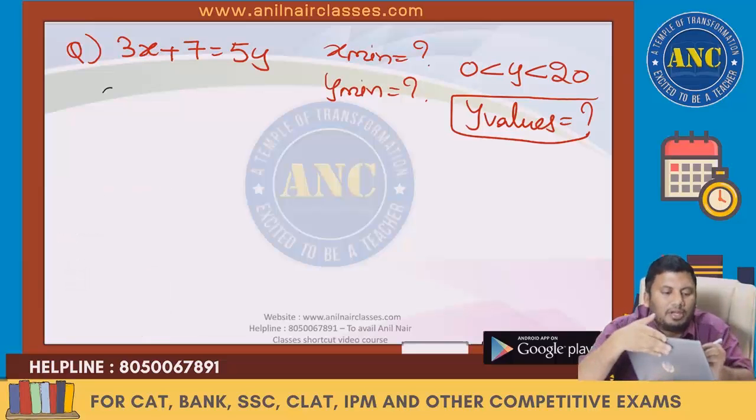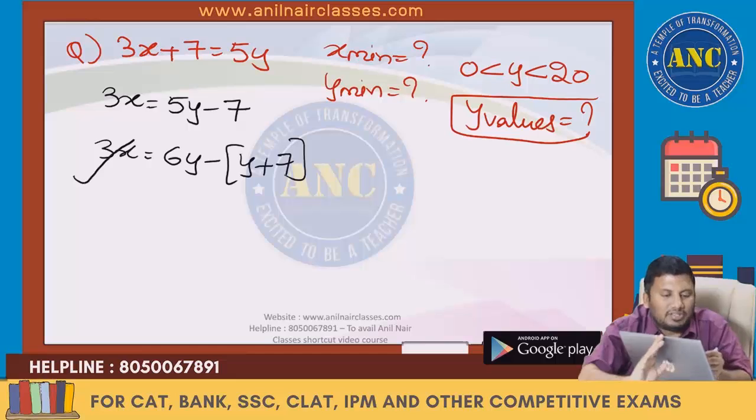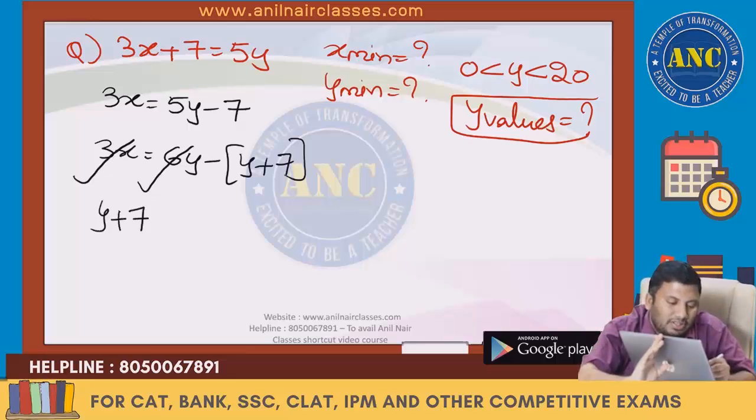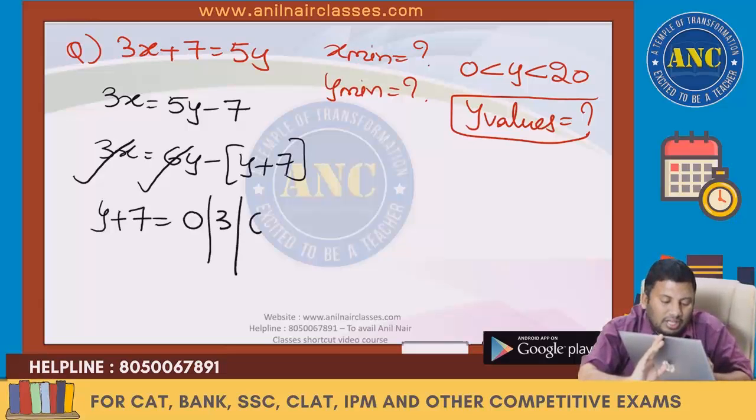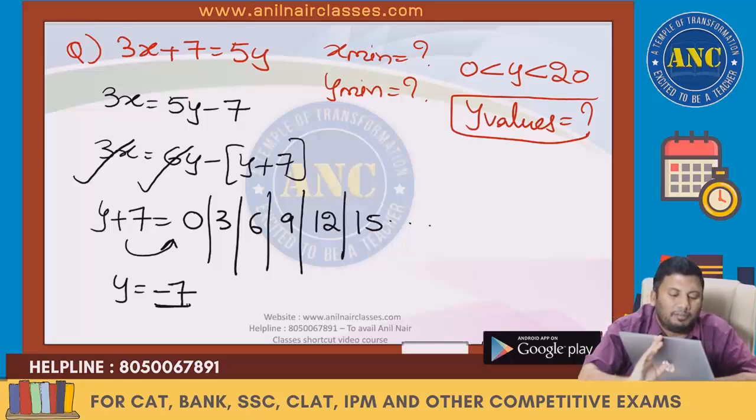Now see here. 3x is equivalent to 5y minus 7. 3x equivalent to 6y minus of y plus 7. Am I right? These are divisible by 3. This is divisible by 3. HCF of 3 comma 6 is 3. Y plus 7 is divisible by 3. So y plus 7 is 0. Divisible by 3: 3, 6, 9, 12, 15 and so on. Y plus 7 is 0. Y will be minus 7.